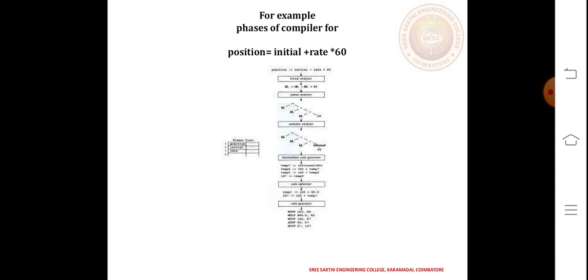Now we will see the phases of a compiler with an example. I'll take the high-level language as an example, a part of a program, that is position equal to initial plus rate into 60. This has been given as an input to the lexical analysis phase. The role of the lexical analysis is to break the program into small pieces.